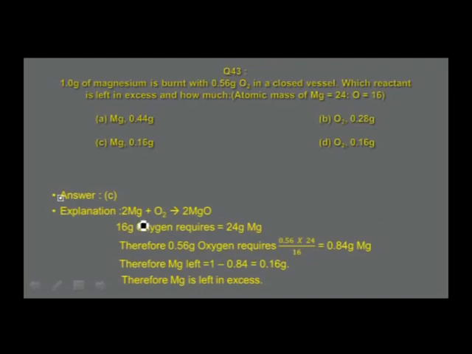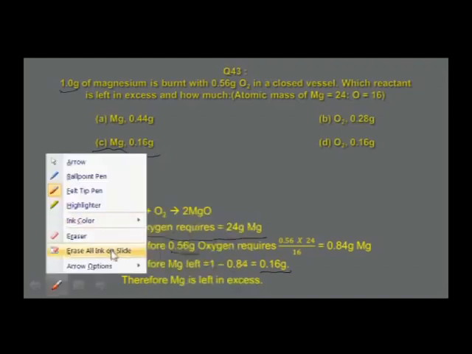According to the equation, 2 Mg plus O2 gives 2 MgO. Or if you get the relation, you find 16 grams of oxygen requires 24 grams of magnesium. Therefore, 0.56 grams of oxygen, as given in the numerical, requires how much of magnesium? 0.56 into 24 divided by 16, that is equal to 0.84 grams of magnesium. Therefore, magnesium is left unreacted, that is 1 gram of magnesium is given, out of which 0.84 is undergoing reaction. The remaining is 1 minus 0.84, that is equal to 0.16 gram. Therefore, magnesium is left in excess, and how much of magnesium is remaining? 0.16 grams. That answer is found in option C.